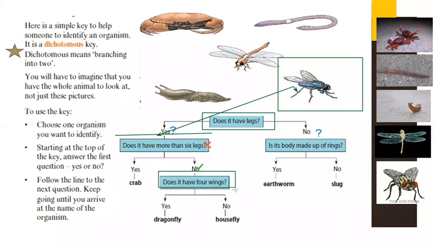All right, as you said, it does not have more than 6 legs. What about wings? Does it have 4 wings? Let me see. It's 1 here, and I can see it's 2 here. Oh, it doesn't have 3 and 4. So the answer is no. It does not have 4 wings. So what is its name? It's a housefly. Here you go.